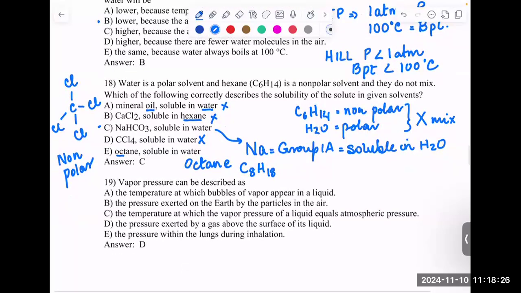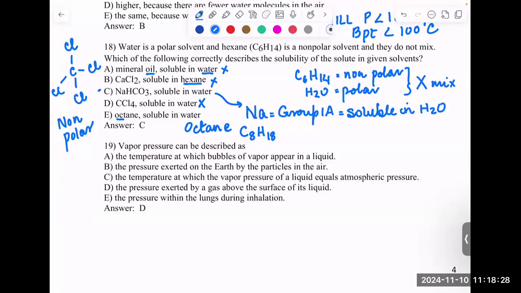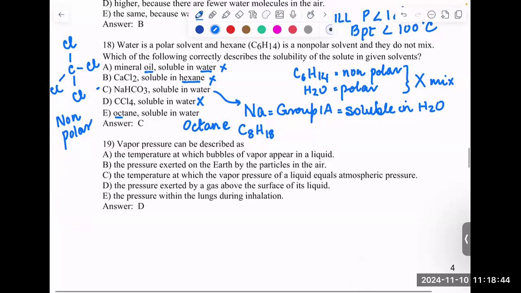Okay. Next is vapor pressure can be described as... This is the pressure over the liquid, so pressure exerted by the liquid vapors. So the temperature at which the bubbles of the vapor appear? No, vapor pressure is the pressure exerted. So it's obviously not the temperature. Vapor pressure is not a temperature.